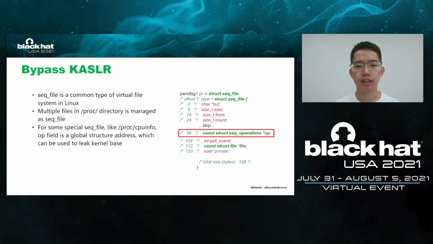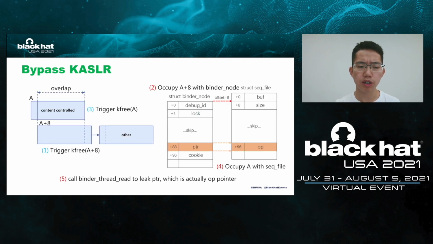Then let's have a look at the seq_file structure. seq_file is a common structure type of the virtual file system in Linux. Multiple files in the proc directory are managed as seq_file. For some special seq_files like proc cpuinfo, the op field is a global structure address, which can be used to leak the Linux kernel base address. So, how do we leak the op pointer?